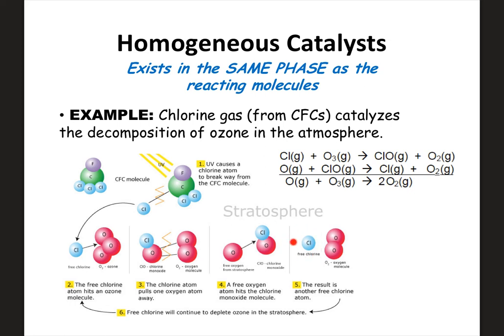But now you have another free chlorine, which will come back and hit another molecule of ozone, breaking it down. So this process would just keep happening. When this UV light hits these chlorofluorocarbons, the free chlorine would break down the ozone, but then you'd get more free chlorine to break down more ozone in the process. Again, this was how the ozone layer was depleting. But the understanding here is that a homogeneous catalyst is in the same phase as the molecule it's reacting with.